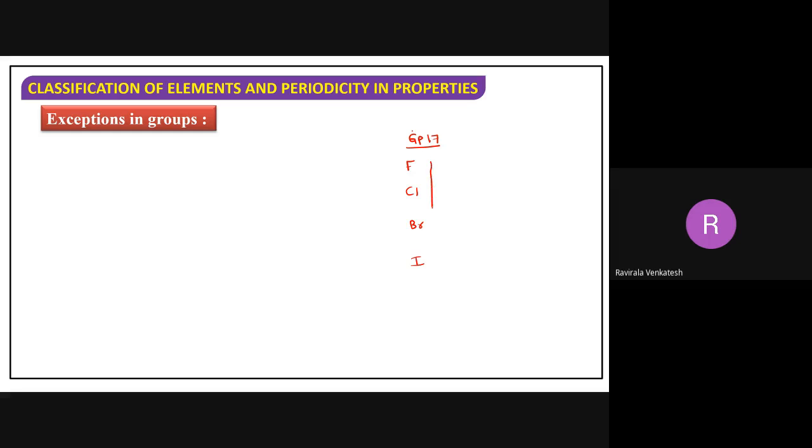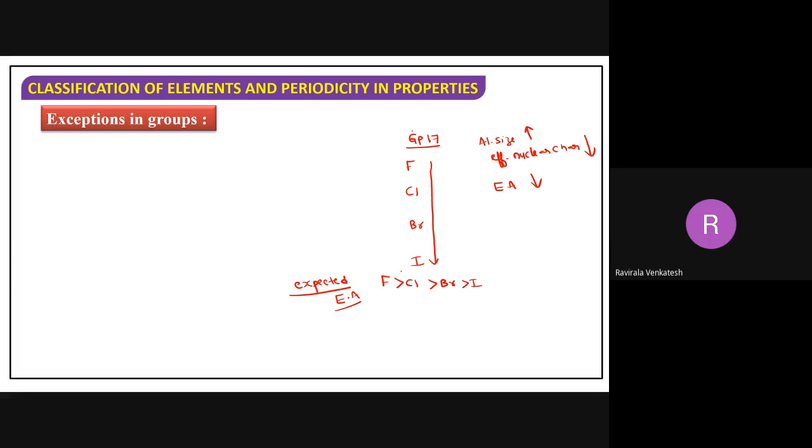Now, top to bottom, atomic size is increasing, and effective nuclear charge is decreasing here. Now electron gain enthalpy, the electron affinity value, should also decrease. So the order must be like this: fluorine greater than chlorine, bromine, and iodine. This will be the expected value, correct or not? This is the expected electron affinity values.